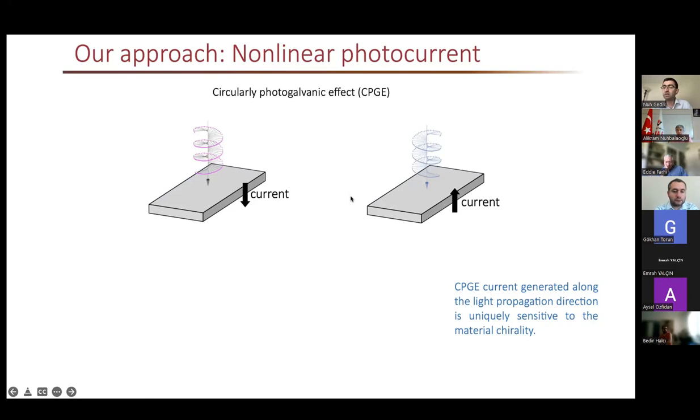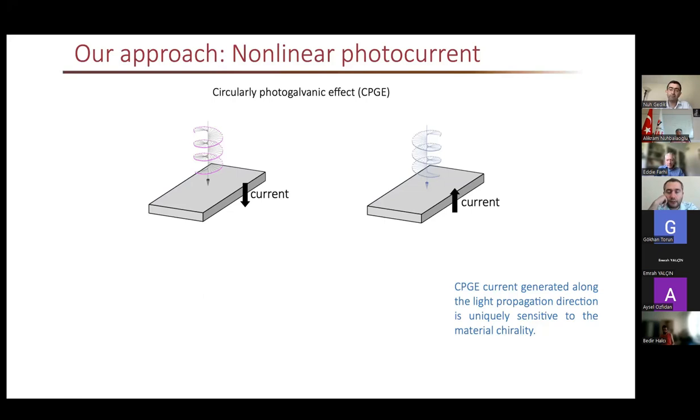It's very simple. We shine light onto the sample, and without applying any voltage, we look at a photocurrent that is flowing in the sample. So we shine circularly polarized light, and we look for a current that is running in the propagation direction of the light. The argument is this: if you shine left circularly polarized light and then switch to right circularly polarized light, and there is a current that depends on this chirality, the sample must be chiral. But let me explain why that is without going into any math.